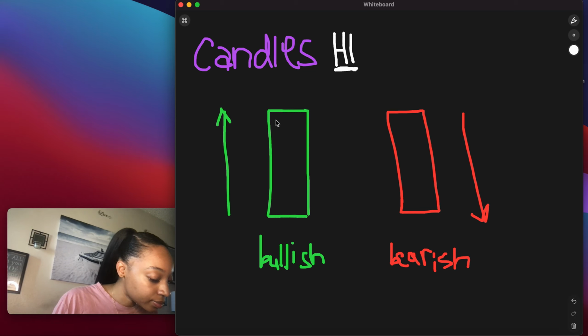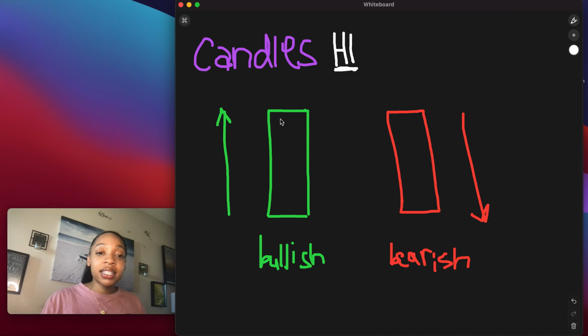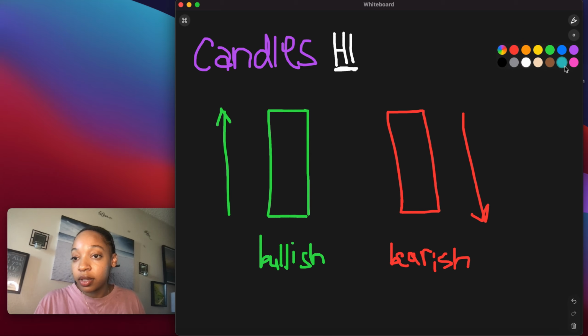All right, so let's talk about what the candles represent. The candles represent price action. So let's see.